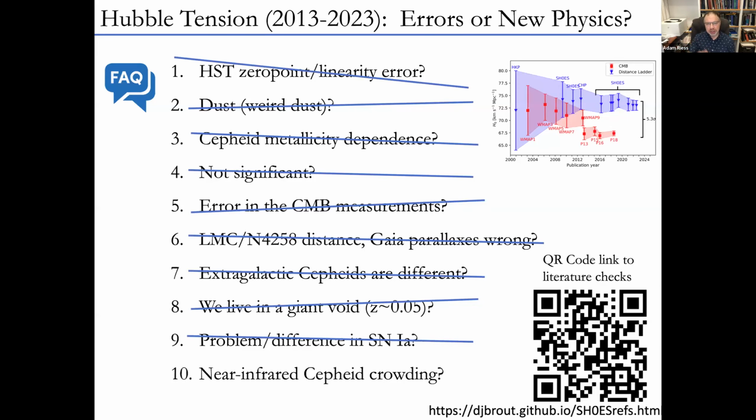So the Hubble tension has been with us more or less for 10 years. It's been very persistent. It's extremely interesting because if it's not an error, then it may be an indication of new physics. So here's my sort of top 10 list of maybe most popular hypotheses that people have had over the last 10 years.